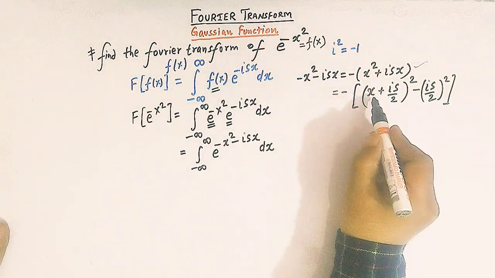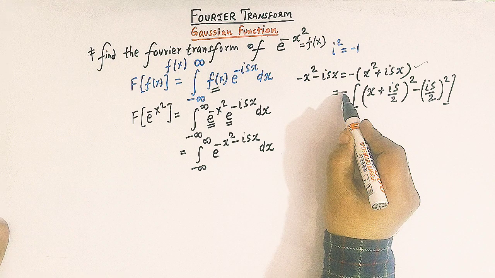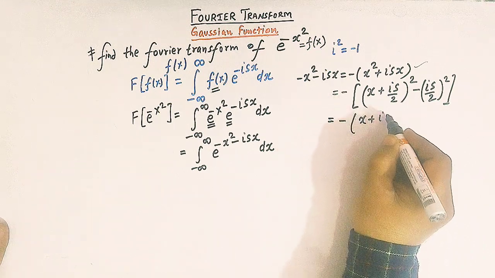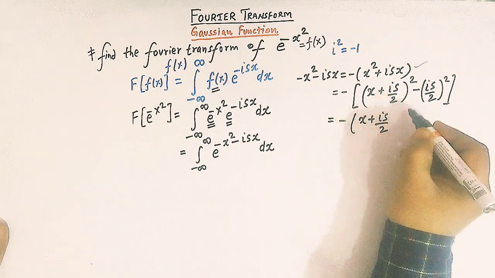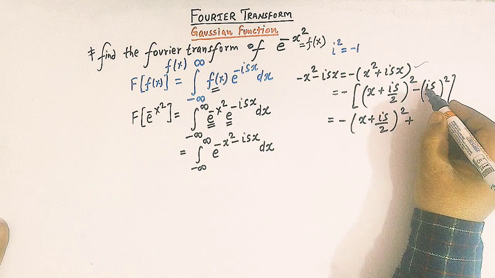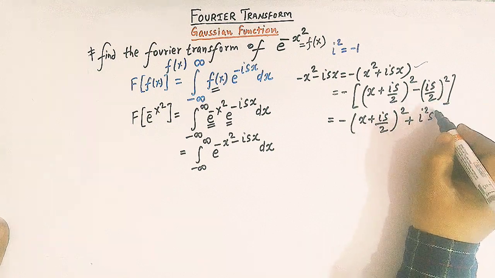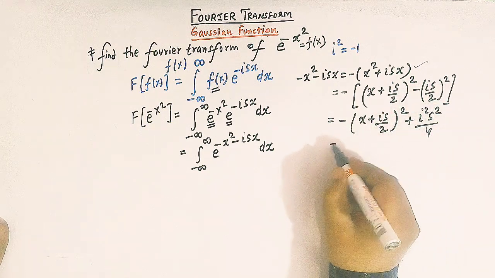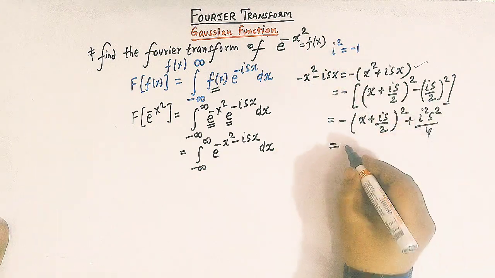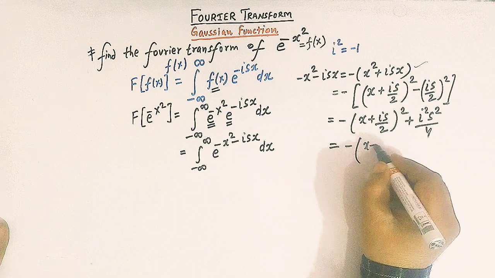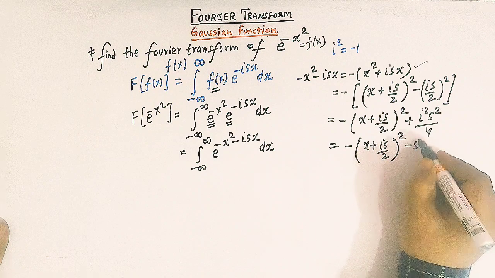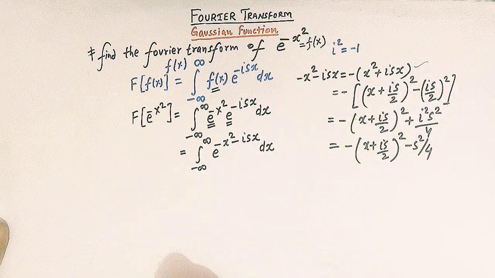So now, multiplying these two terms with this negative sign, we have minus (x plus is over 2) whole square, and then we have minus minus plus, and here we have i square s square over 4. So we can now write i square as minus 1. So we have now minus (x plus is over 2) whole square minus s square over 4, right?